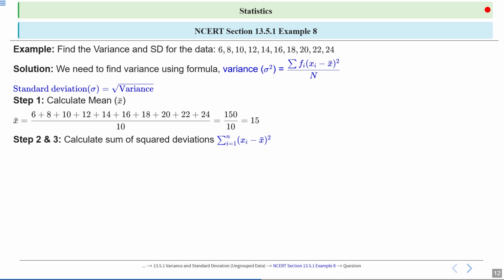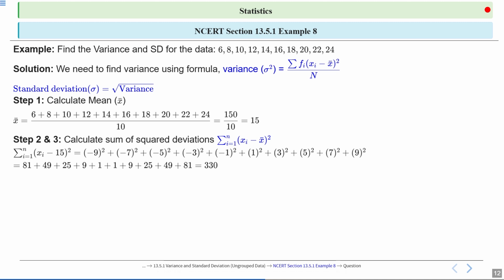Now for steps 2 and 3, we need to calculate the sum of squared deviations. This means we subtract the mean from each data value, square the result, and then add up all those squared differences. The formula is the sum from i equals 1 to n of (xi minus x bar) whole squared. Now summation i equals 1 to n of (xi minus 15) whole squared is equal to (minus 9) whole square plus (minus 7) whole square plus (minus 5) whole square plus (minus 3) whole square plus (minus 1) whole square plus 1 square plus 3 square plus 5 square plus 7 square plus 9 square.